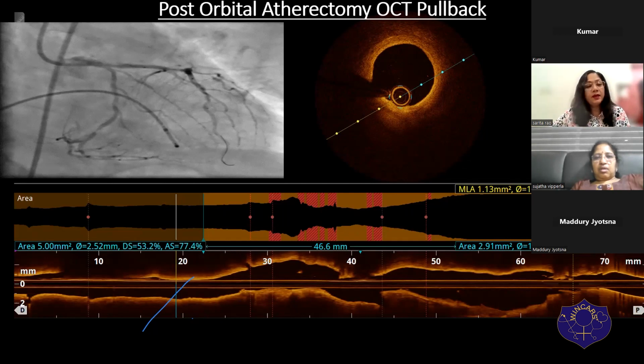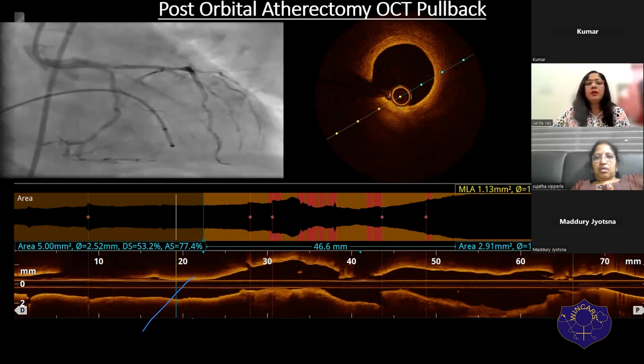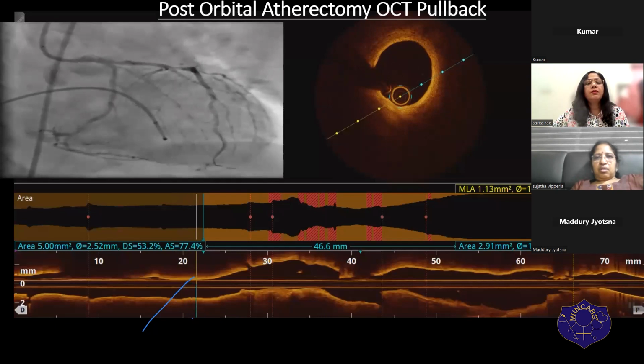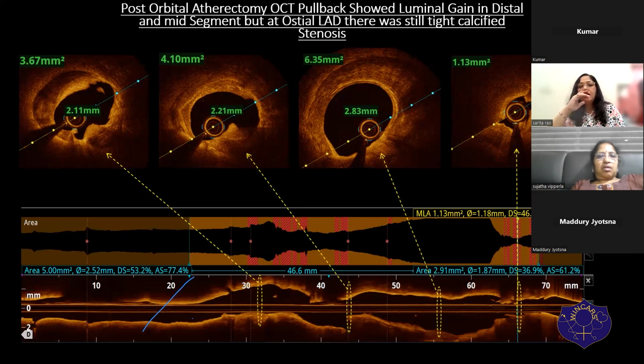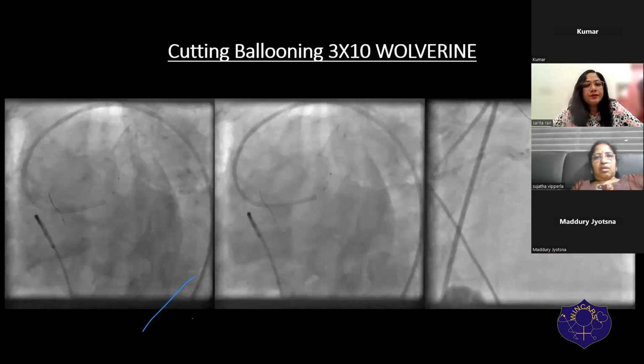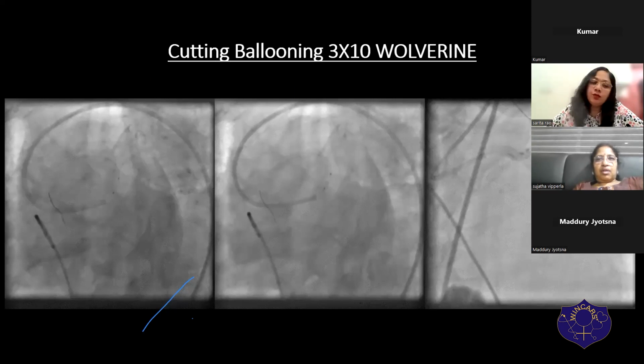So we went up, and as suggested by Dr. Jyotsna, we imaged. We took an OCT run, and then what did we find? We find that yes, we have opened it up in certain places, and at the tightest point we have breaks in the calcium, but we still have 1.18 only. So we went in with a cutting balloon now, as suggested by Dr. Sujata. This is a 3x10 Wolverine.